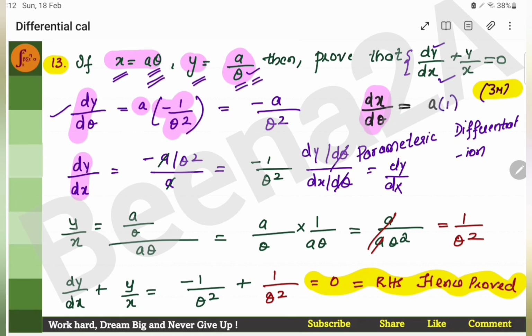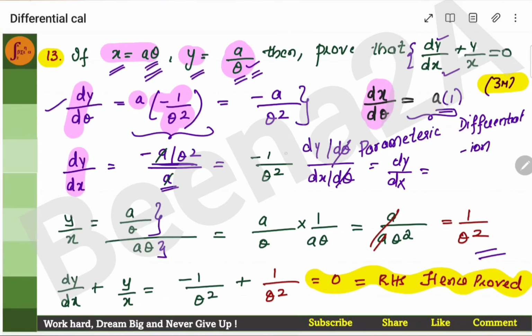So you are left with a. Now you have to find dy by dx. So you take dy by d theta divided by dx by d theta. Simplify, you will get minus 1 by theta square.